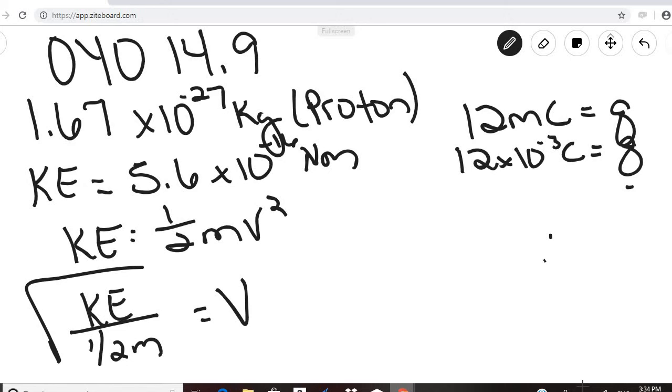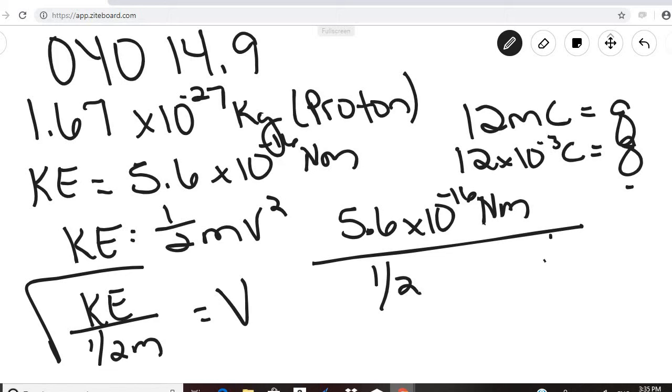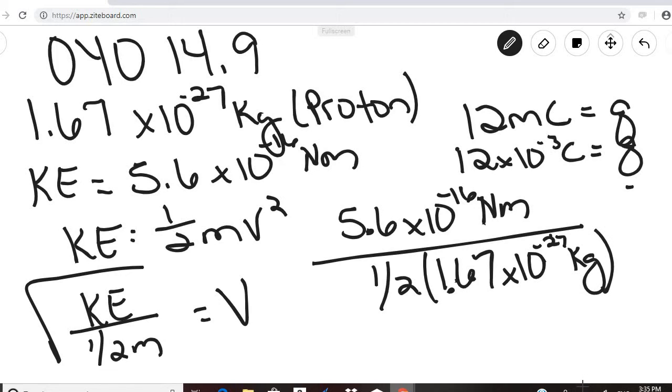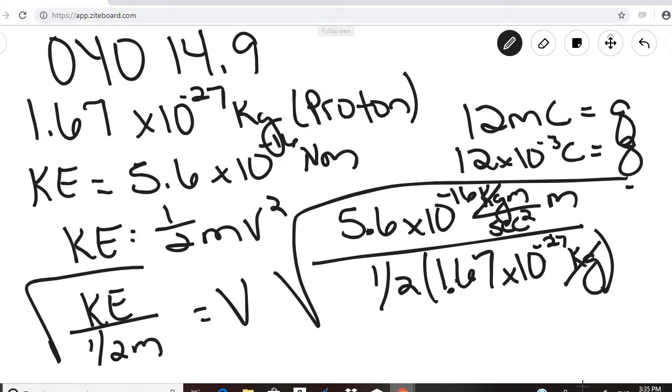Okay, so the kinetic energy we calculated was 5.6 times 10 to the negative 16 Newton meters. And we're going to divide that by 1/2 and by the mass, which you are given as 1.67 times 10 to the negative 27 kilograms. Okay, so again, in place of this Newton, I'm going to put that a Newton is a kilogram meter per second squared, and it was a Newton meter. Okay, so kilograms are going to cancel. It'll be meter squared over second squared. Take the square root of that, and we'll get meters per second.